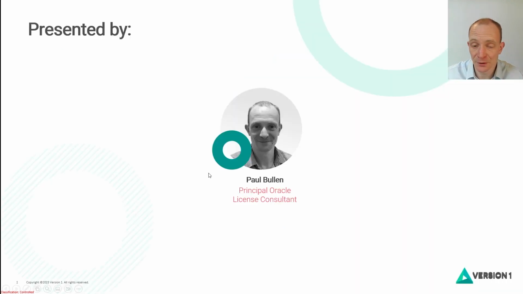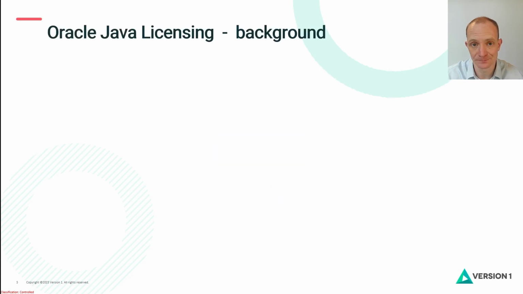My name's Paul Bullen. I'm a Principal Oracle License Consultant for version 1. I've been working with version 1 since 2009 and I've been dealing with Oracle licensing since 2001. My job here is to help customers understand and navigate the complex world of Oracle licensing and to help them understand from an independent point of view what their rights and obligations are and help them understand the best way to get the most out of their software assets with Oracle.